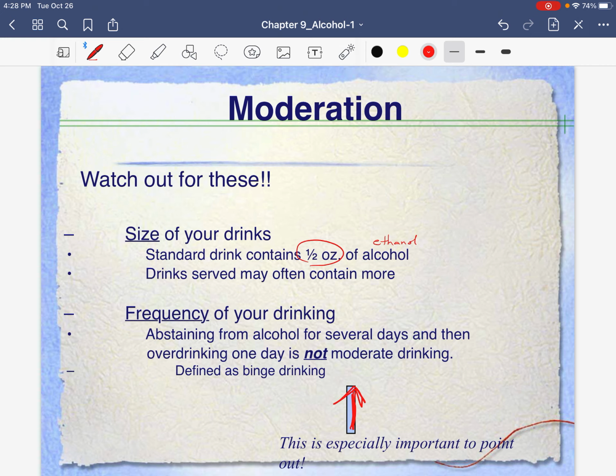But a lot of times the drinks that we get when we're out, or even if we buy beer, for example, it might be 16-ounce cans or bottles, we often have more than 1 serving. And also the frequency. So someone who doesn't drink Monday through Friday, but then totally gets plastered and does binge drinking, that doesn't even out to be moderation.